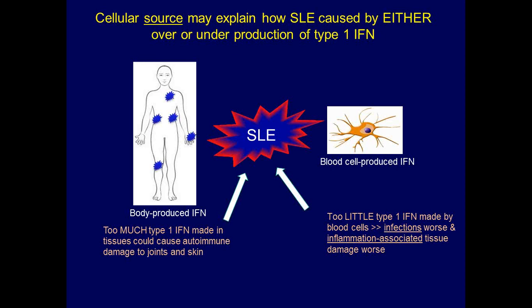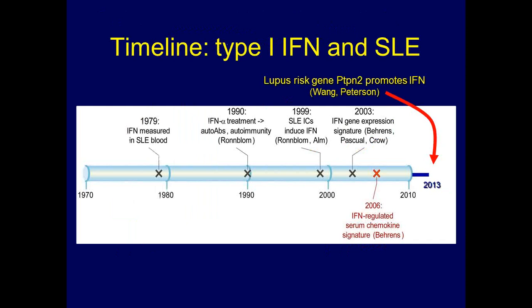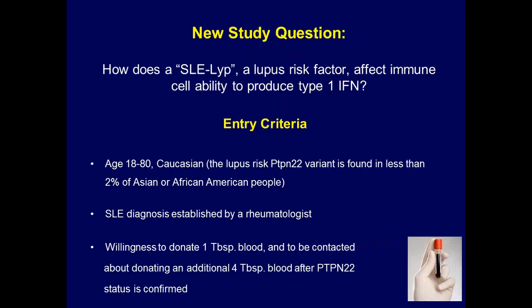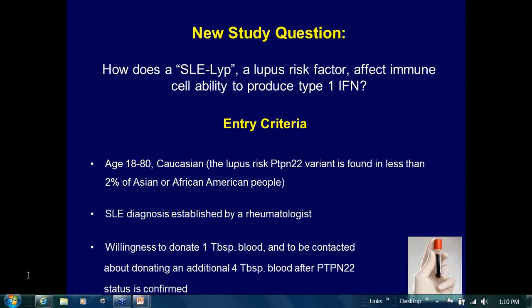I will not go into any more detail about the model right now because I want to take a few minutes at the end here to describe a study that will help us understand this better. So just to show you, again, the timeline, but now the study. And this is a study for which recruitment is now ongoing. The major question or goal of the study is to ask, how does a lupus-associated form of PTPN22 affect the immune cell ability to produce type 1 interferon?